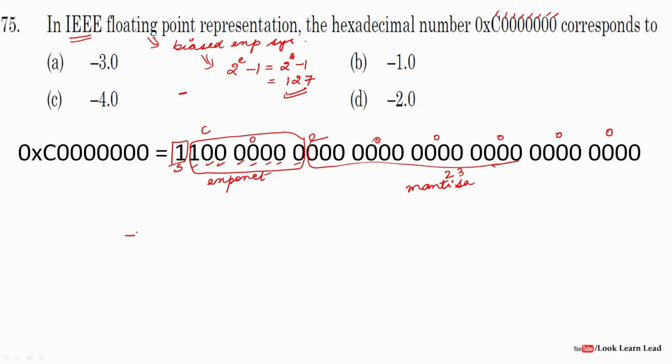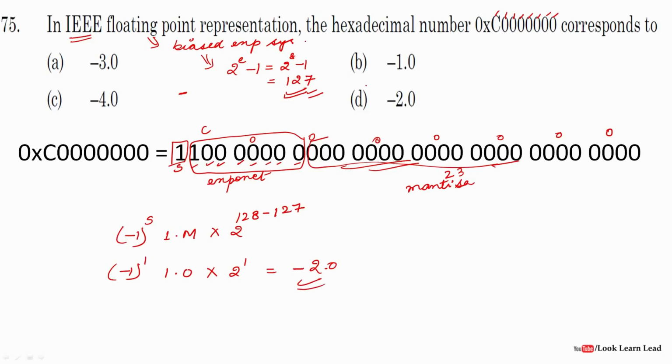So it is written as minus 1 to the power sign bit, into 1 point Mantissa, into 2 to the power 128 minus 127. So it would be minus 1 to the power 1. 1 point Mantissa, here the Mantissa is all zeros, so it is 0, into 2 to the power 1. It is minus 2 is our answer. So D should be our answer over here, minus 2.